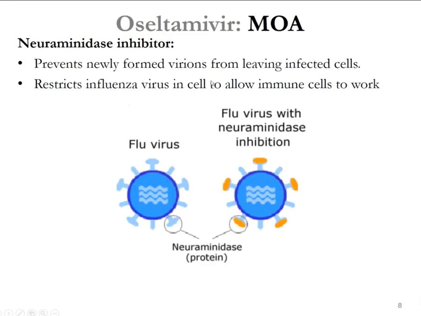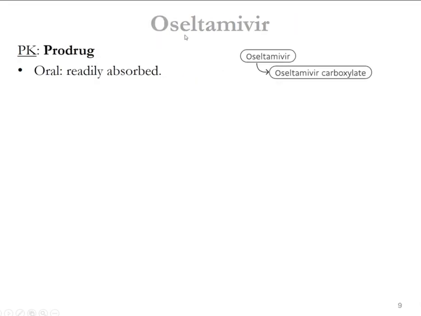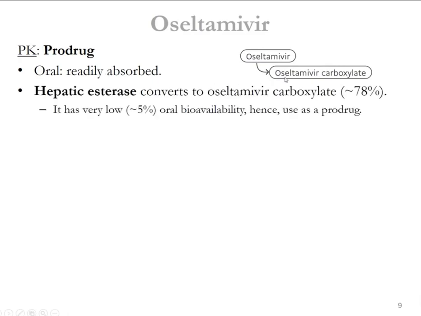Very good. It prevents newly formed virions from leaving infected cells. It restricts the influenza virus in the cell to allow immune cells to work. Okay, very good. Then it's a prodrug. Oseltamivir is very well absorbed orally. Then it is converted into oseltamivir carboxylate, which is the active form, by the hepatic esterase enzyme.